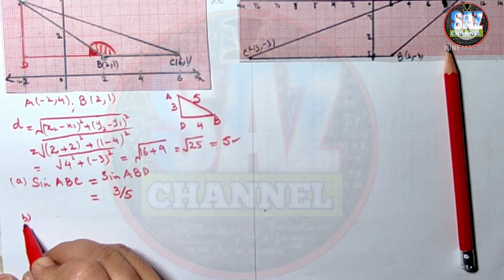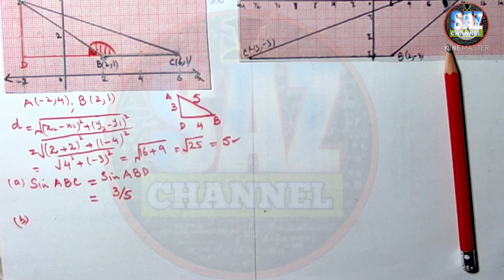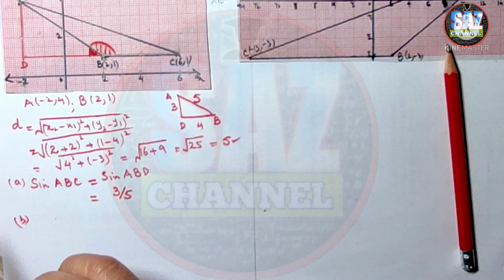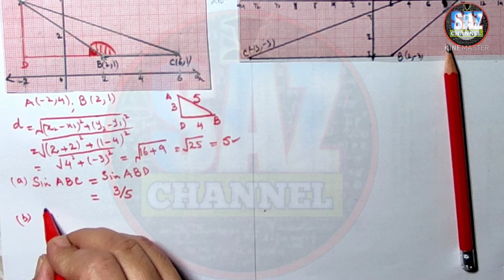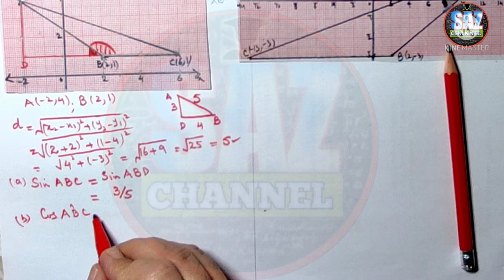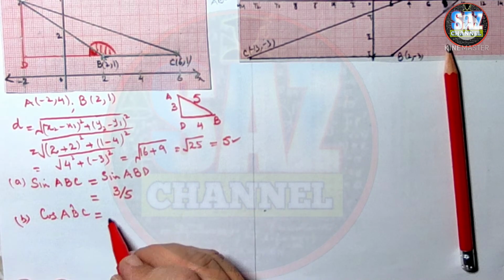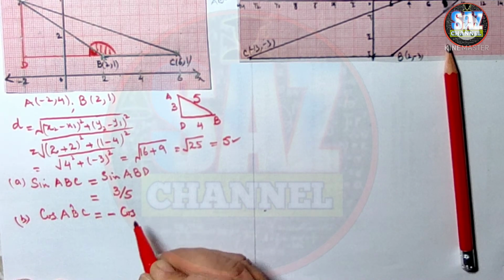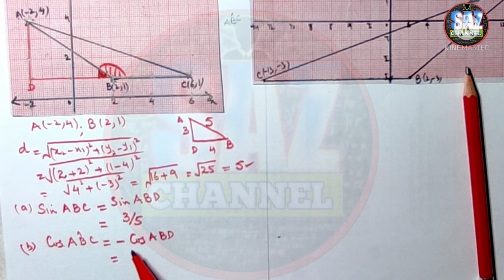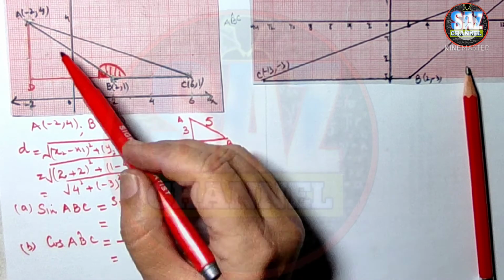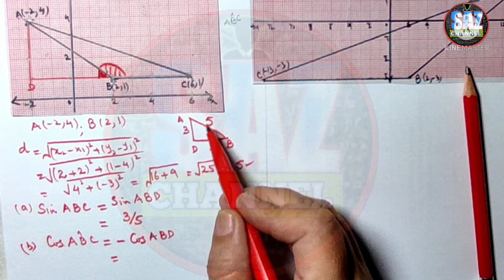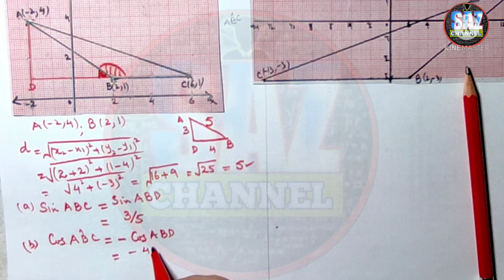And the second part of the question is cos of ABC. Again, cosine of the obtuse angle ABC will be equal to minus times cos ABD, and the definition of cosine is adjacent upon hypotenuse, and this will become minus 4 by 5.